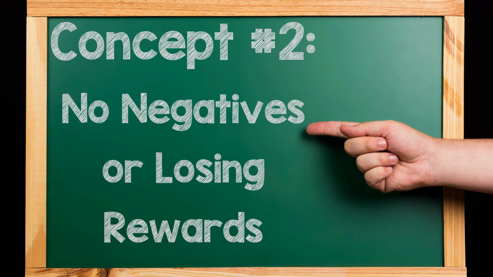Number 2, no negatives or losing rewards. When I go in classrooms, one of the key problems I see with reward systems and accountability systems and classroom management in general is that teachers take things away from students. I'm not talking about supplies or things that they may be fidgeting with at their desk, but I'm talking about hard-earned points, tickets, whatever. When a student earns that, they need to be able to keep that.